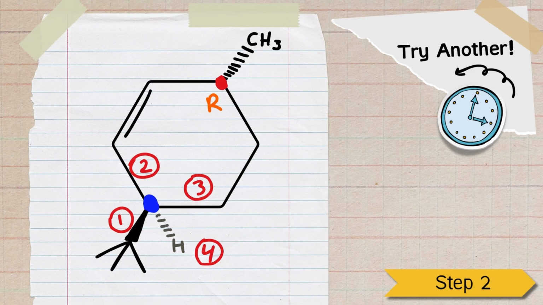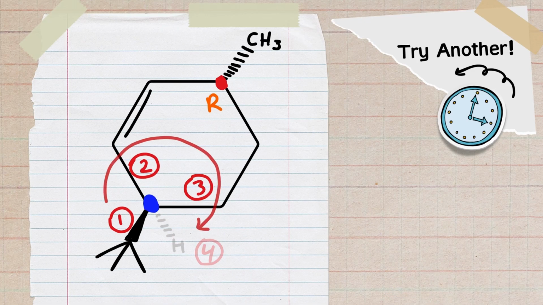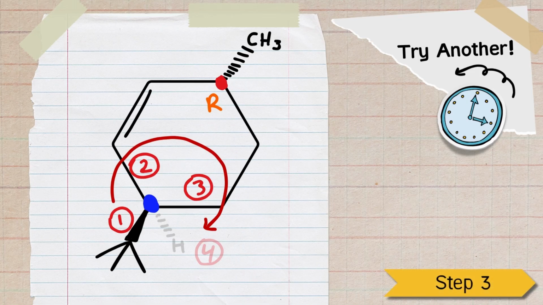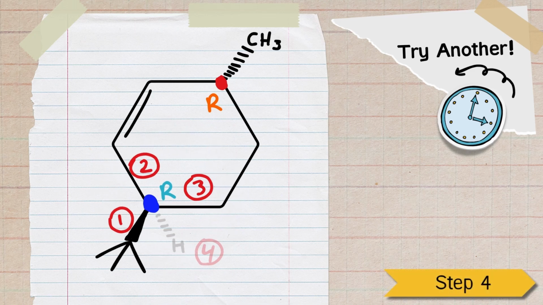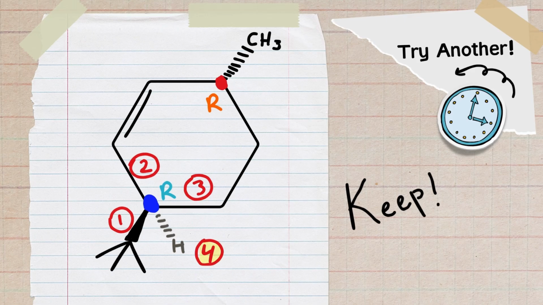We can move to step 2 now. Hide the dash and trace the numbers. Alright, 1 to 2 to 3, that's spinning to the right. Now step 3, which letter should you give it? Right or clockwise is R, so draw an R. Finally, step 4, which rank was in back? Oh, just group 4, so keep your answer, it's just R.